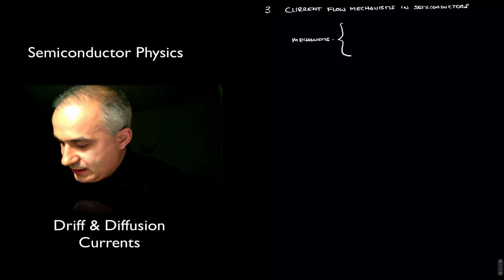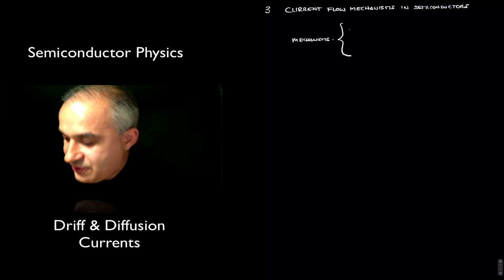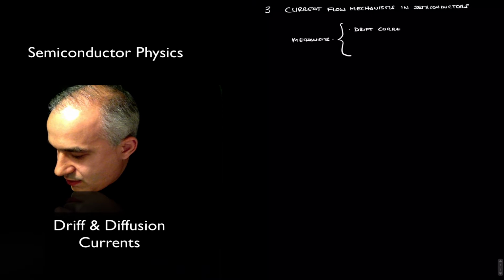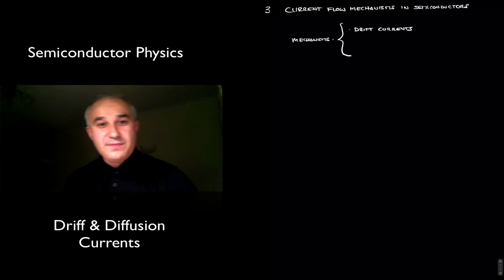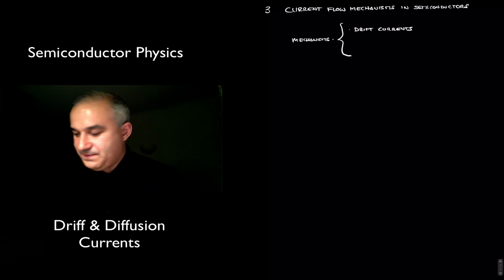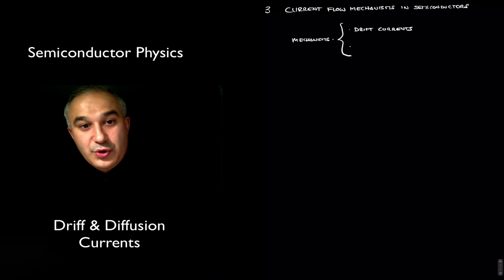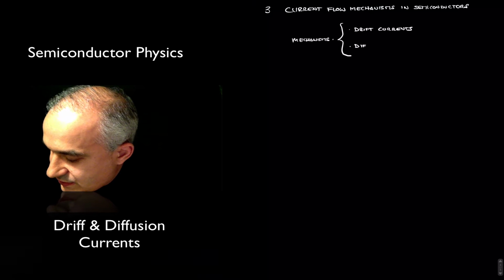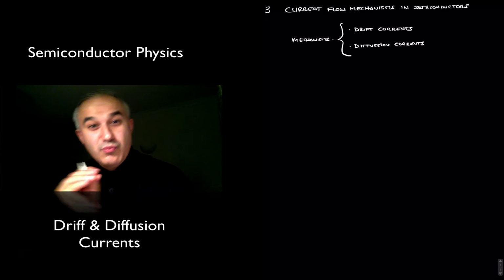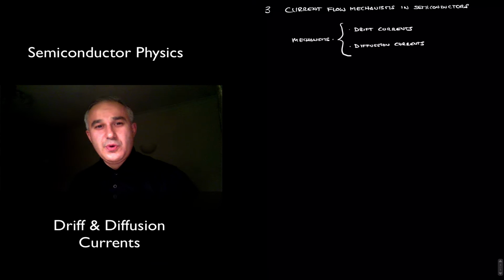One of them is due to electric fields, and what you have is drift currents. Drift currents are movement of free electrons or movement of holes due to some electric field. Okay? And we also have diffusion currents. These are currents, meaning movement of charge due to differences in concentration of free electrons or holes in the material.